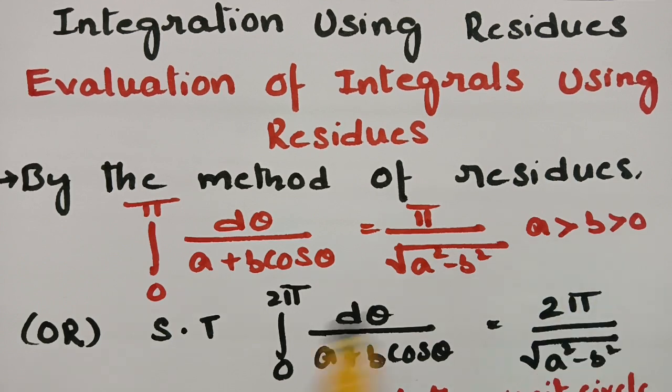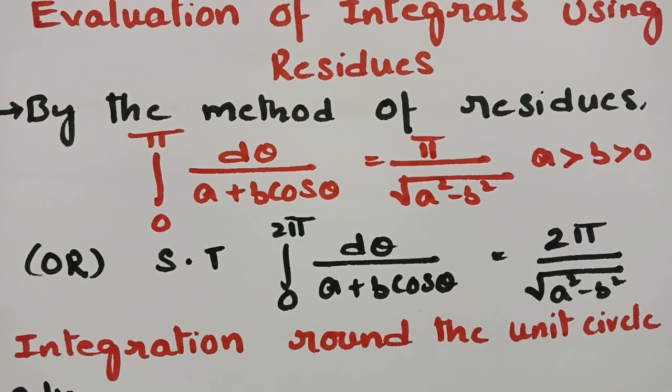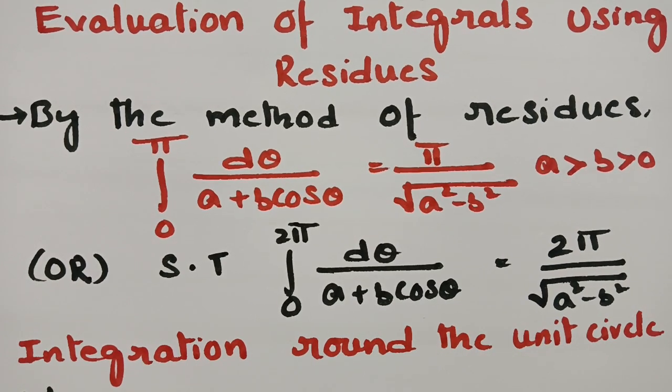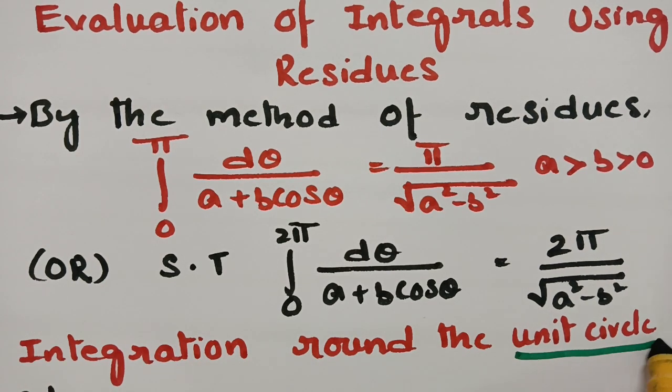Or otherwise, we have to show that the integral from 0 to 2 pi of d theta by a plus b cos theta is equal to 2 pi by root over a square minus b square. So this is the integration around the unit circle. In this video, we have to evaluate this one. So first of all, we have to consider this unit circle.